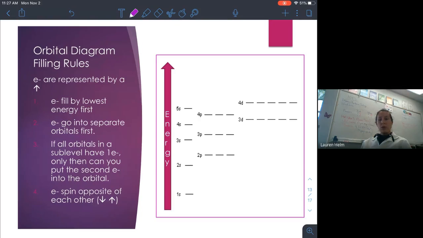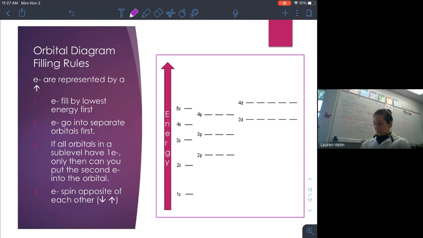For the rest of today, what we're going to talk about is how do we diagram and describe where all the electrons are for a given element. First we can use what's called an orbital diagram. Pictured here on the right is an orbital diagram. It shows increasing energy, and so the higher up these spaces, the higher in energy they are.